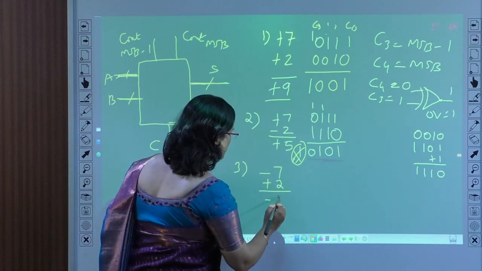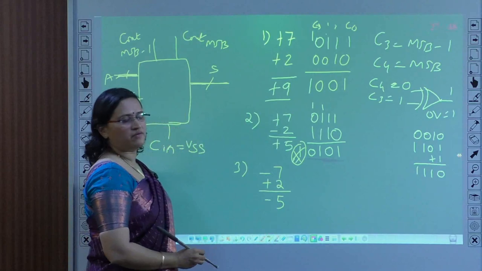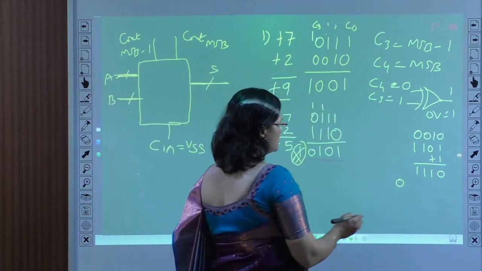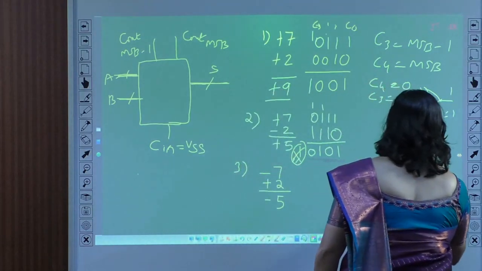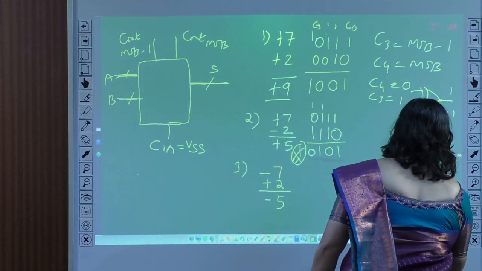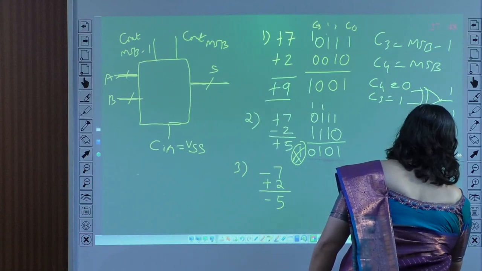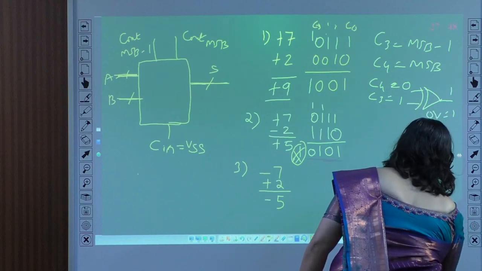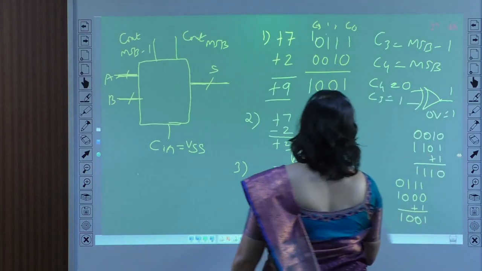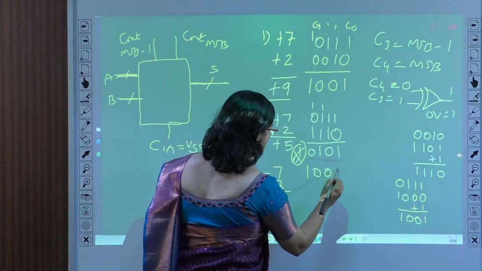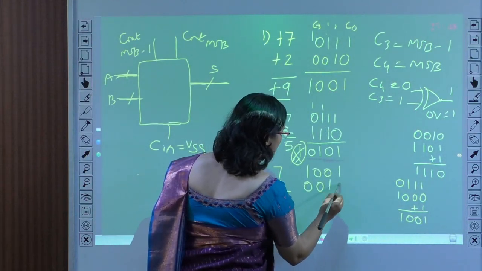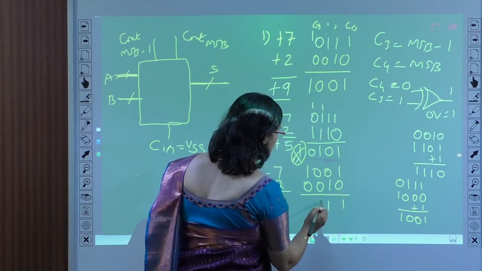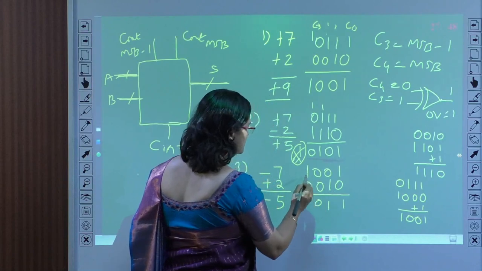Minus 7 plus 2, you get the answer supposed to be minus 5. So again, you have to take the 2's complement. So the negative number 0111: first take 1's complement, then add plus 1. So you get here 1001. This 1001, you can add with this number, that is 0010. So you get here 1011. Okay, then it is 1.